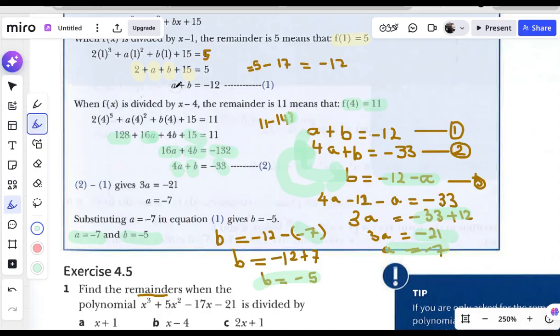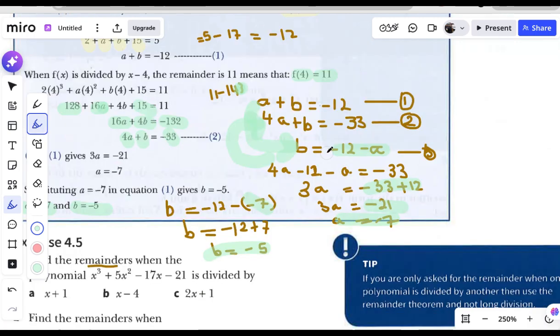Remember in equation 1, we have 2 unknowns, a and b. And then anytime you have 2 unknowns and 2 equations, you solve simultaneously. So we bring the 2 equations together. a plus b equals negative 12, equation 1. 4a plus b equals negative 33, equation 2.